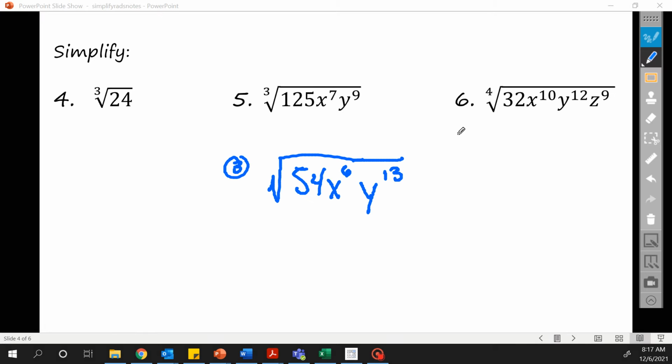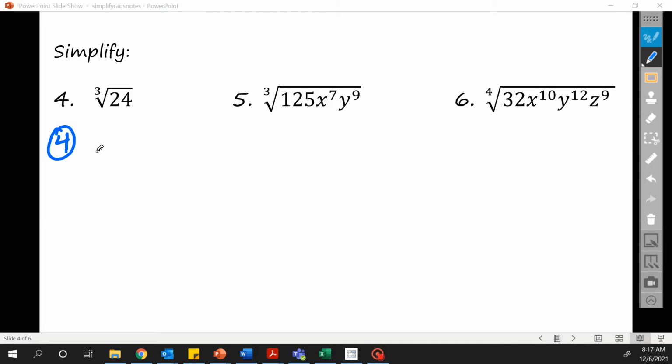Now sometimes you will have an index that is not 2. Like for instance, number 4, we have an index of 3. We have the cubed root of 24. A cubed root no longer means we're looking for 2 of the same factor. We are now looking for 3 of the same factor. So we need numbers that are factors of 24 that are made up of 3 of the same factor.